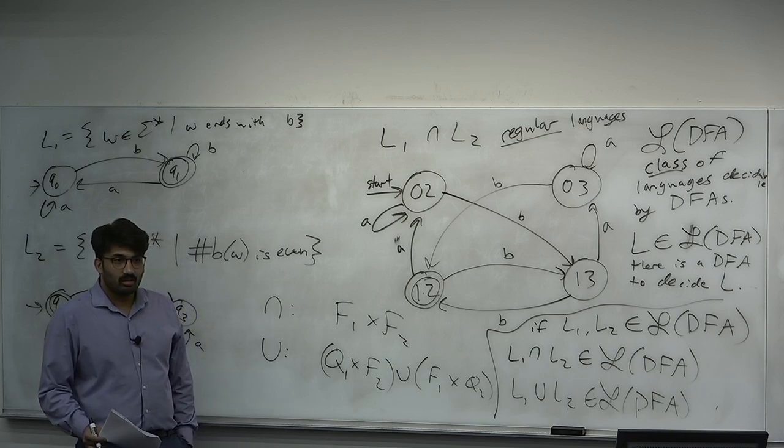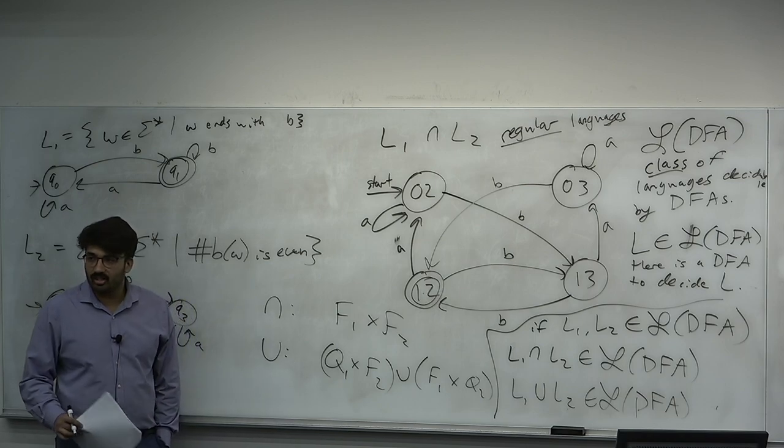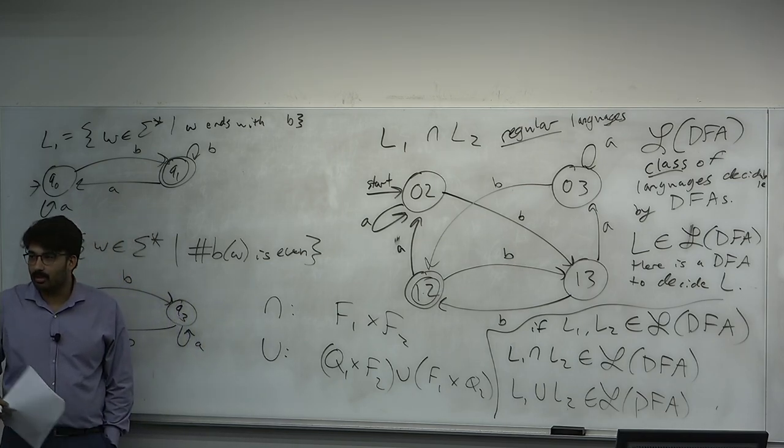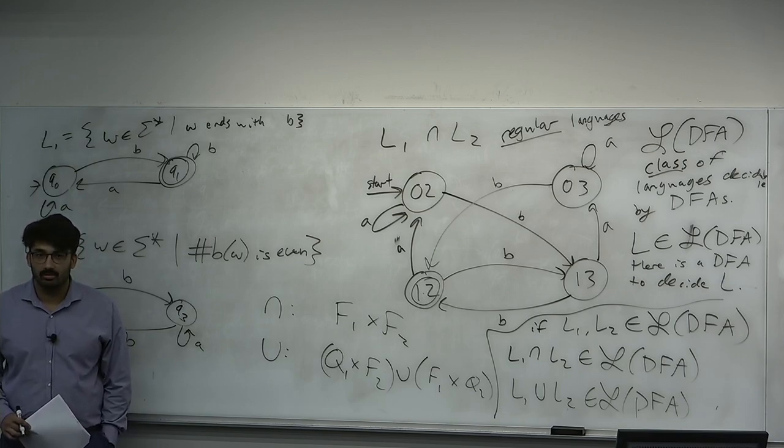You agree? You set F to be Q minus F. Congrats, new DFA. We proved that the regular languages are closed under complement. I didn't build a DFA for it, but I suppose you could replace every double circle with a single circle and every single circle with a double circle, QED.